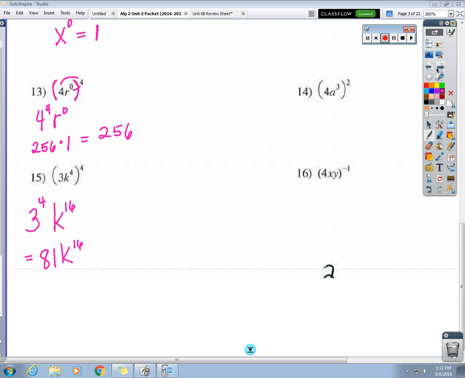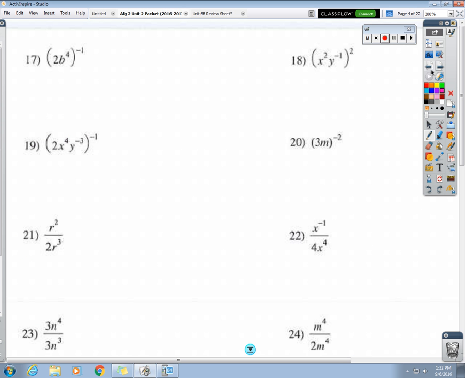Okay, so now turn to page 3. At the top of page 3, some of yours got cut off. That's a negative 1 up there. So what do we need to do first? Shouldn't we raise the 2 to the negative 1st power and the b to the 4th to the negative 1st power? What is b to the 4th to the negative 1?